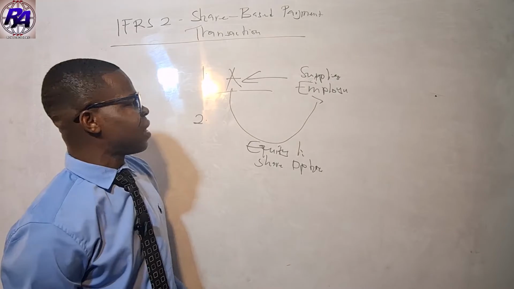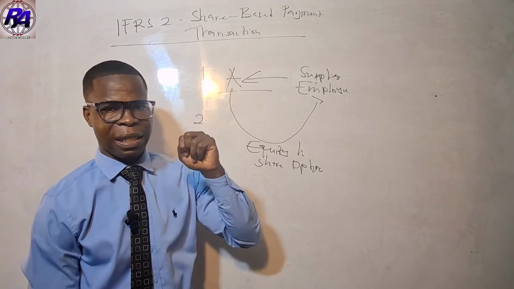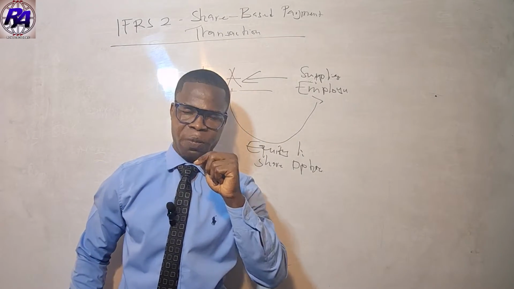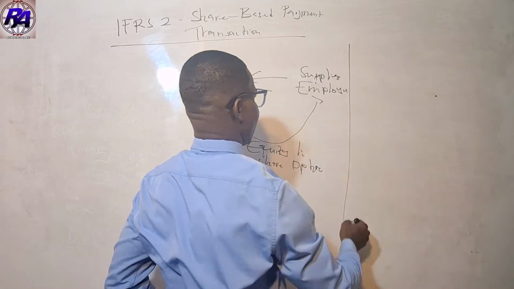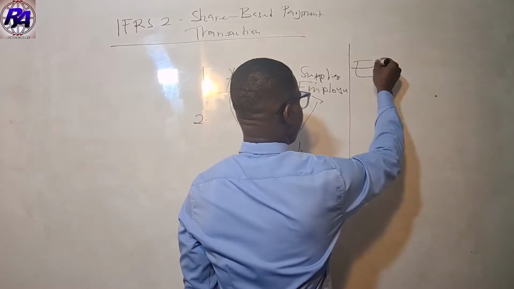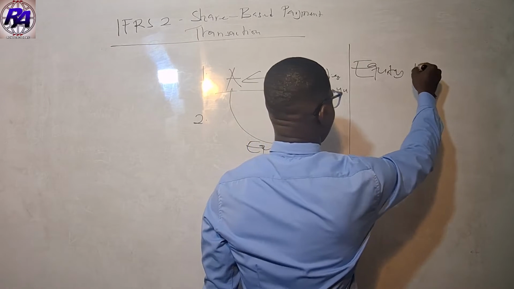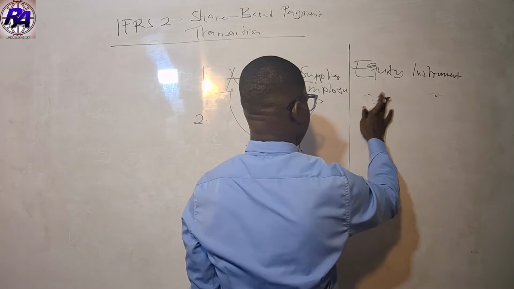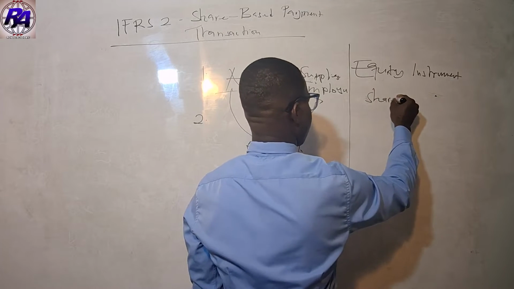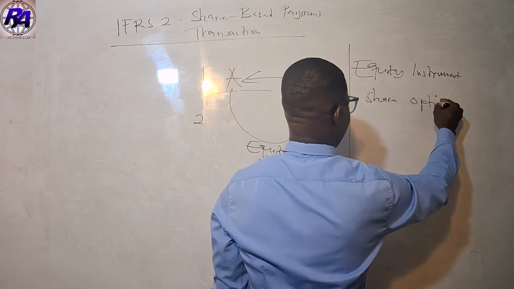So having understood what a share-based payment transaction is, we now want to look at the scope. Now I will explain to you, in the definition, I was mentioning two keywords. I was mentioning equity instrument, and then I was also mentioning share option. What do the two mean?